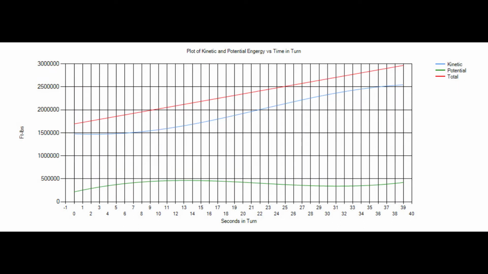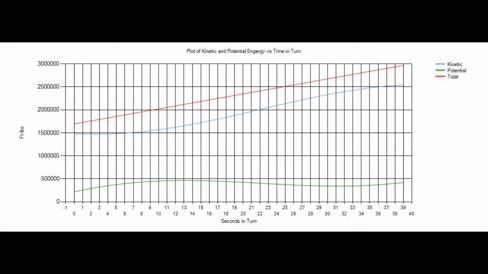This chart shows us our energy states. The red line is total energy, and you can see it's a straight line. It starts from the beginning of the turn and goes straight until the turn is completed. That represents basically the horsepower output of the engine, which is constant, so that line should be perfectly straight.